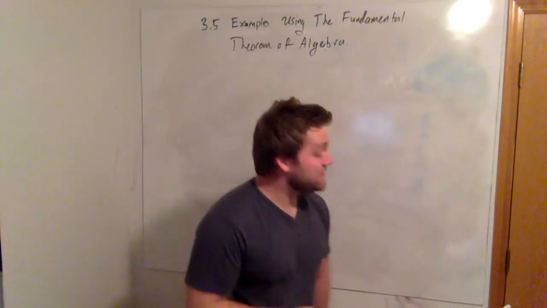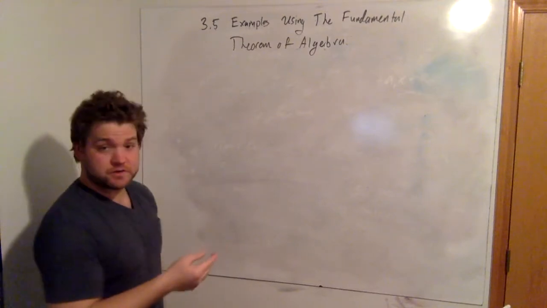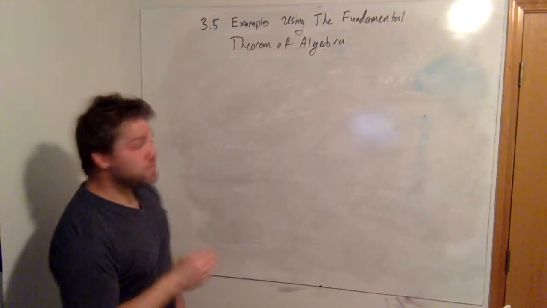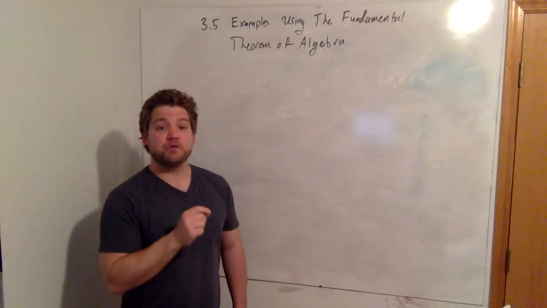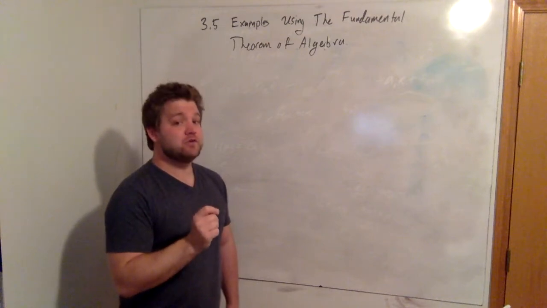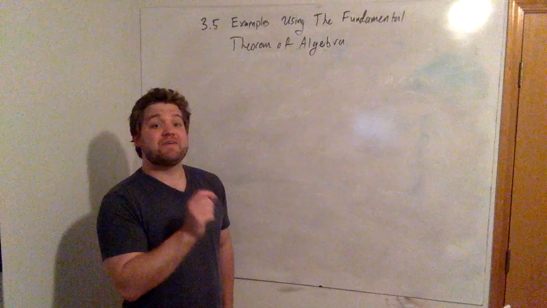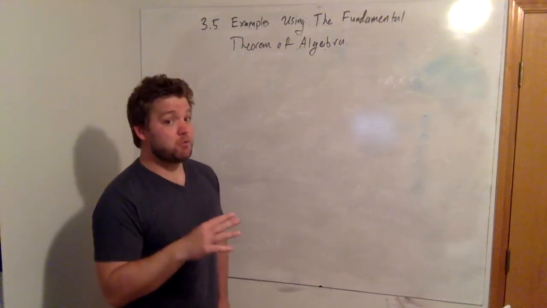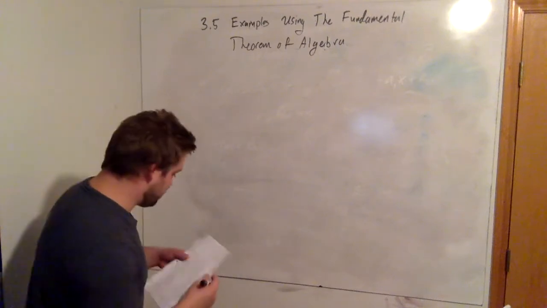Hello everyone! What I'd like to do in this video is just do a ton of examples of using the fundamental theorem of algebra. So remember, what the fundamental theorem of algebra says is that if I have an nth degree polynomial, then that polynomial will factor into n linear factors, which just means that any polynomial of nth degree will have n roots if we count multiplicity, and some of those roots might be complex. Okay, so let's just do some examples.